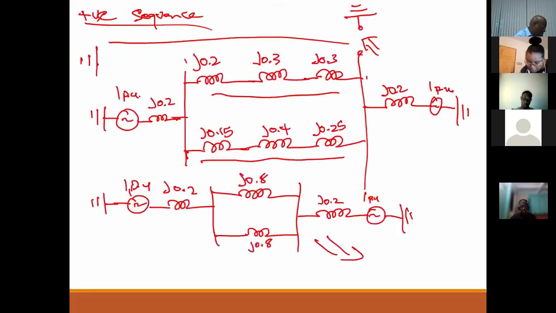So where we have the 0.8 and the 0.8, regardless of how we look at it, those two are in parallel, yeah? That will give us 0.4. And then the 0.4 plus the 0.2 will give us 0.6. So we'll have that, and then we come across to the other generator. Here we have that.